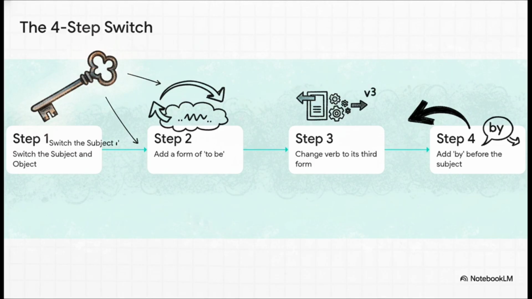So step 1, you're going to switch the subject and the object. Step 2, you add a form of the verb to be. Step 3, you change that main verb to its third form. And finally, step 4, you just add the word by. Sounds almost too simple, right? Well, let's put it to the test and see if it works.